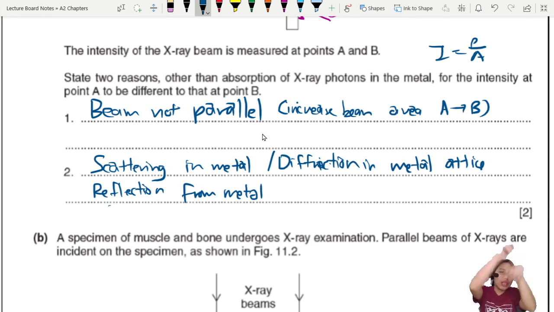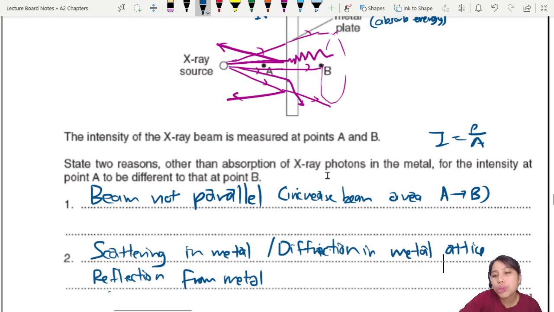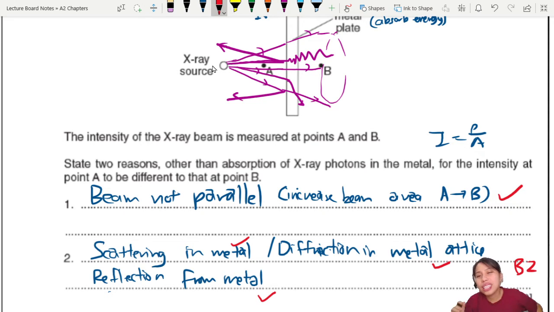Sometimes it scatters, bounces here, bounces there, because photons are waves, but also particles. So all these effects can apply to them. Collide, scatter, reflect, diffract. Any two of these points you mention, that's B2. So here we have three possible reasons why the intensity might not be the same. Because not all the rays made it through, because the beam's not parallel. Even if they made it through, they're spreading out. All these problems in real life.